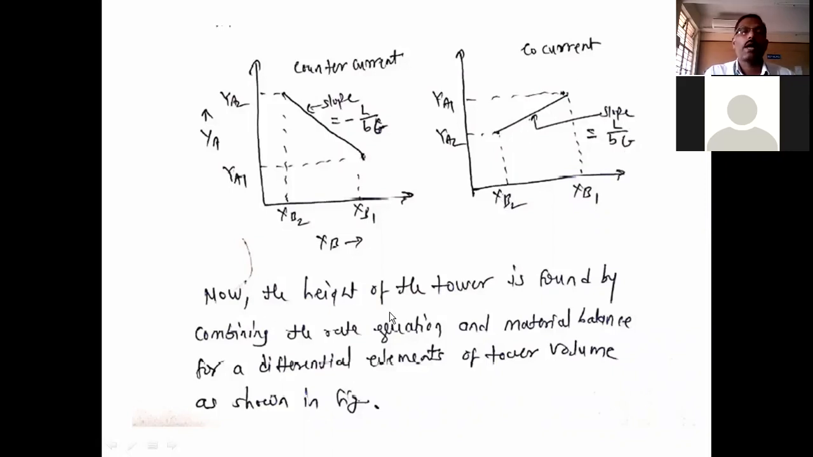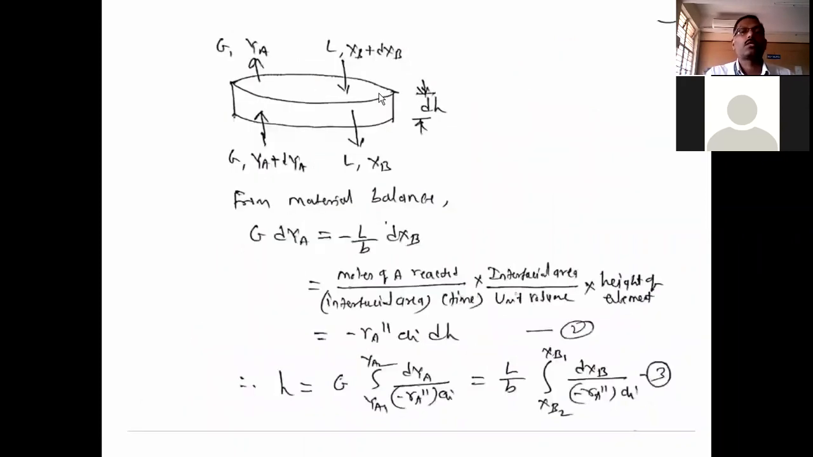Now the height of the tower is found by combining the rate equation and material balance for a differential element of tower volume, as shown in the figure. Suppose this is the tower, dH is the height of the element, the gas input is Y plus dy, output is Y, and the liquid input is xb plus dxb, output is xb. For material balance, G into dy is equal to minus L upon B into dxb.